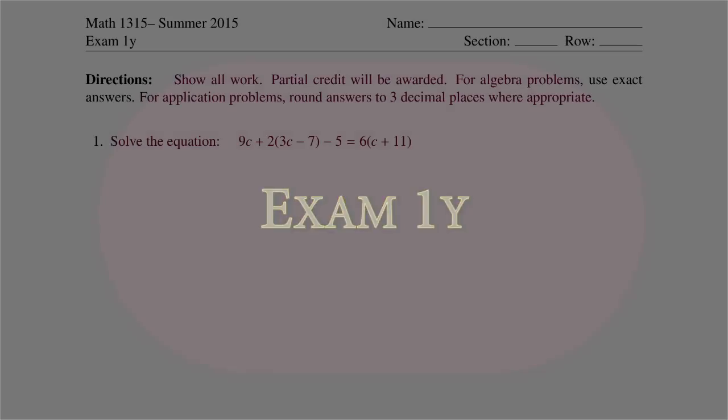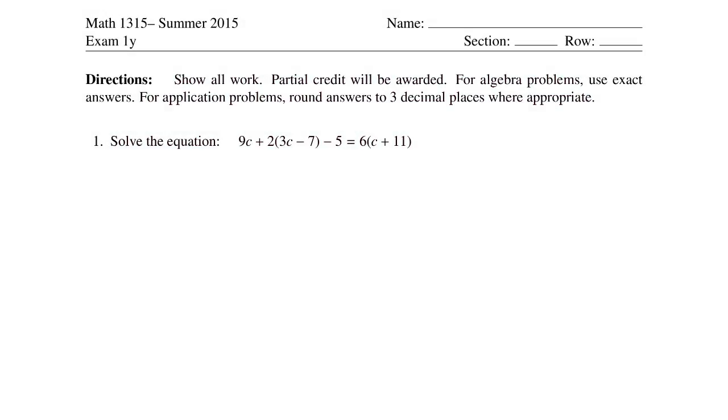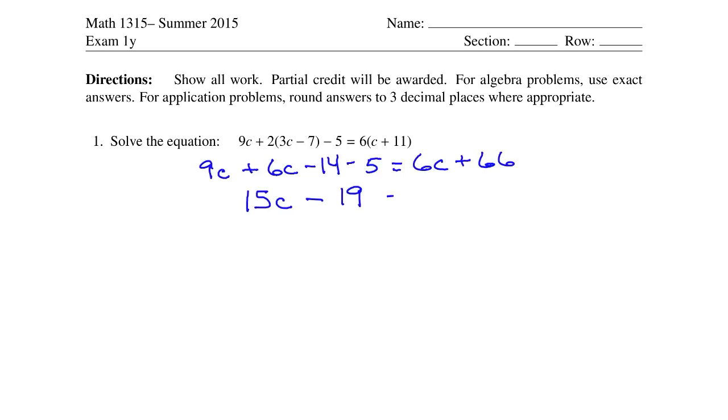Let's look at the answers for exam 1Y. Question 1, solve this equation. So I'm going to start by distributing the 2. You get 6c minus 14 minus 5. Distribute the 6, 6c plus 66. Combine the c's on the left here, so that's going to be 15c. Combine the numbers, it's going to be minus 19. It's equal to 6c plus 66.